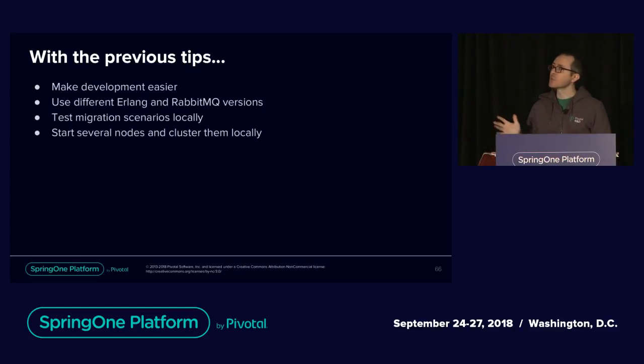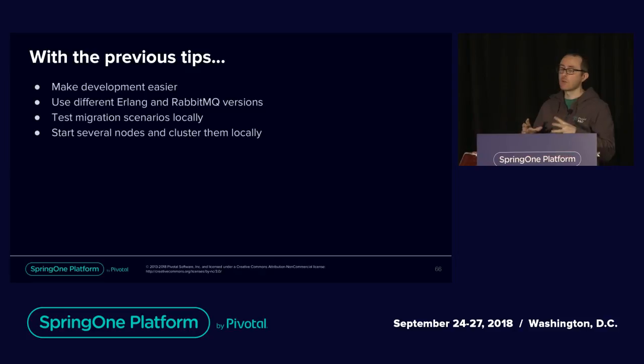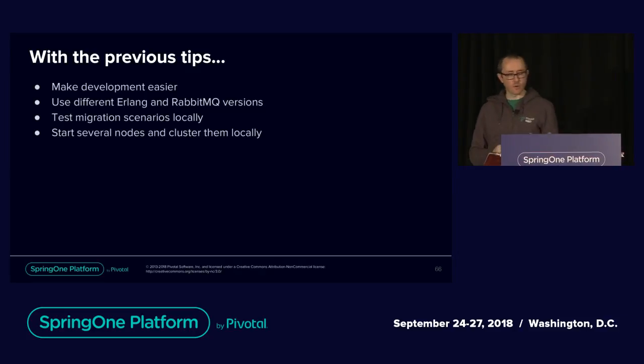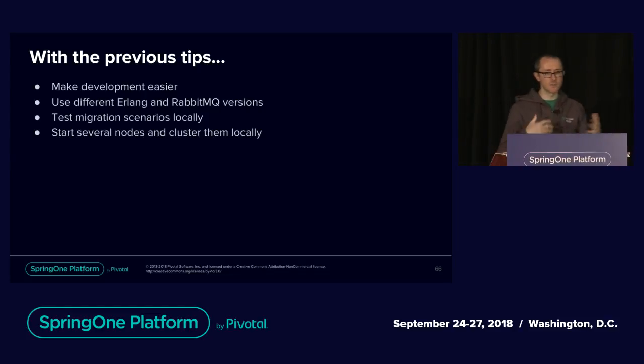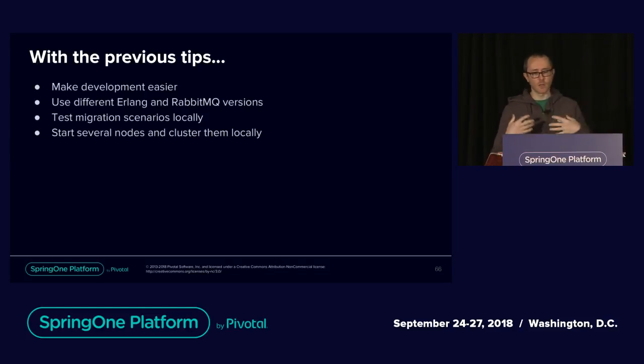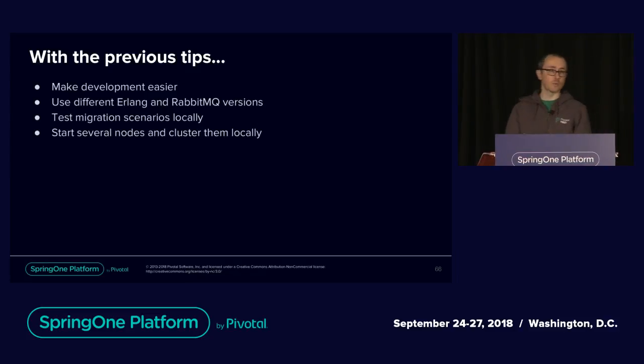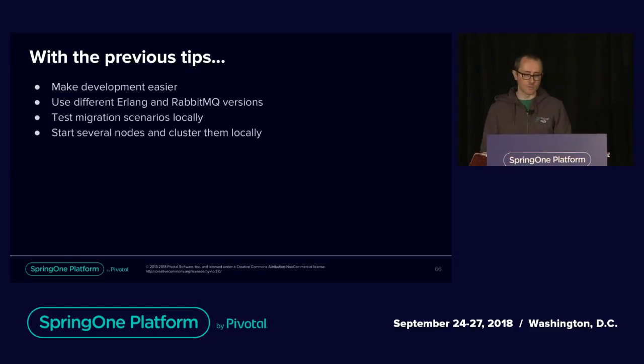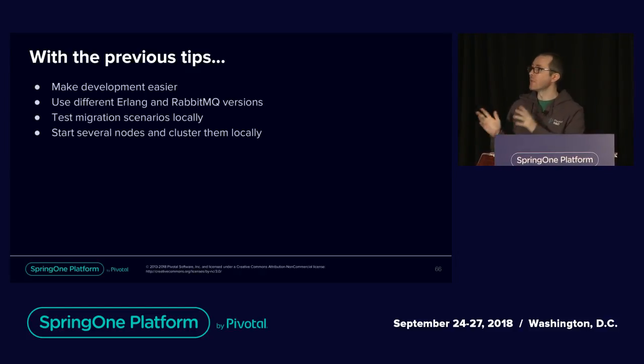So with these tips, it will make your development much easier. If you want to test upgrade scenarios, for example migration scenarios, you can easily switch between versions of Erlang and RabbitMQ directly on your laptop, before trying on your QA environment or dev environment. And with this, you can still have several nodes and cluster them together on the same machine again. So you can test very advanced scenarios easily and quickly.